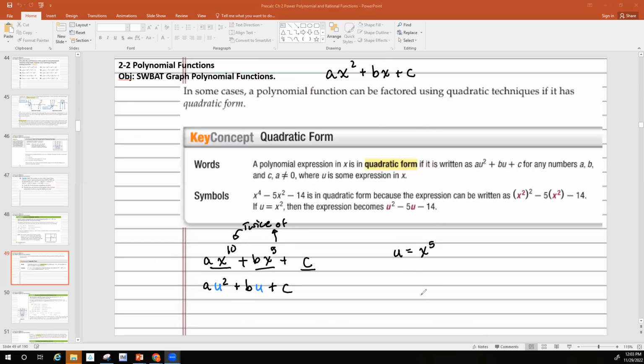Okay, so it could be x to the 6th plus x to the 3rd plus c. It could be x to the 8th plus x to the 4th plus c. It can't be x to the 10th plus x to the 4th plus c, because here 4 times 2 is 8, not 10. So this one is not a quadratic form. All right.